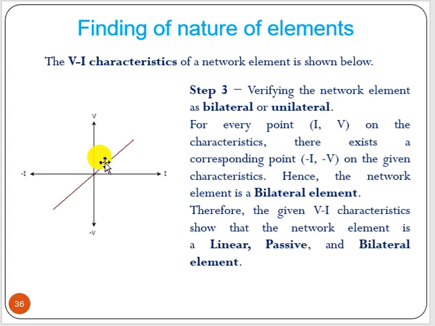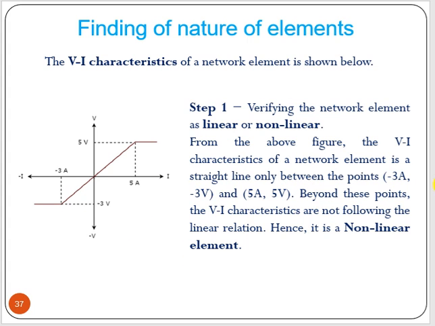Now what we can see here is that for every point I and V on the characteristics, there exists a corresponding point at minus I, minus V. That means this part is similar to this part. That means it is bilateral. If the positive part and negative part are opposite, I mean they do not match, then it becomes unilateral. So this characteristic is for a linear passive bilateral element. Take another example.